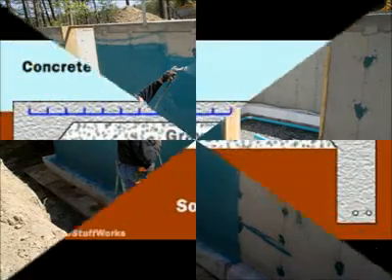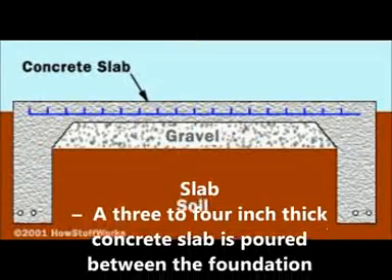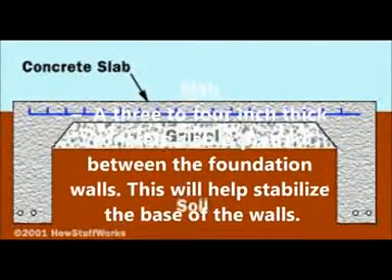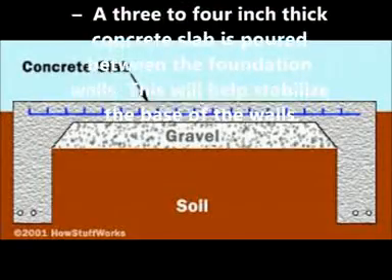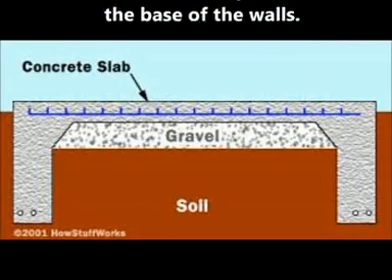Slab. A 3 to 4 inch thick concrete slab is poured between the foundation walls. This will help stabilize the base of the walls.